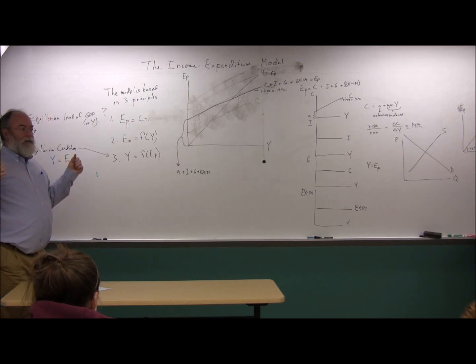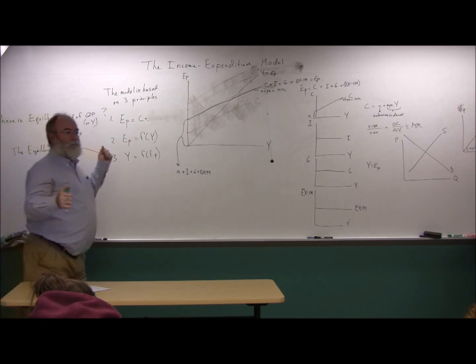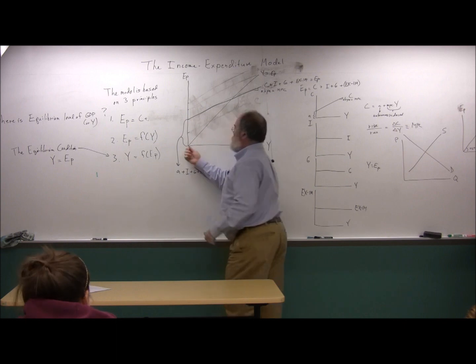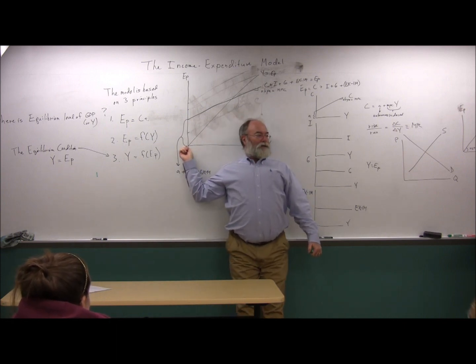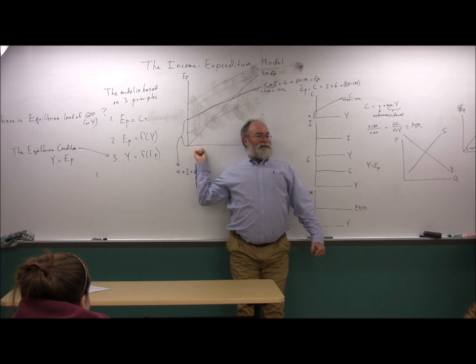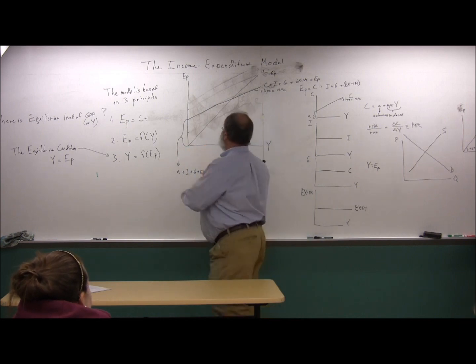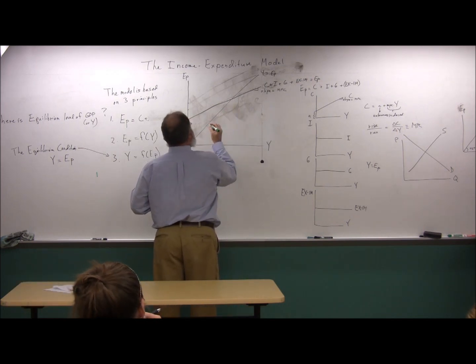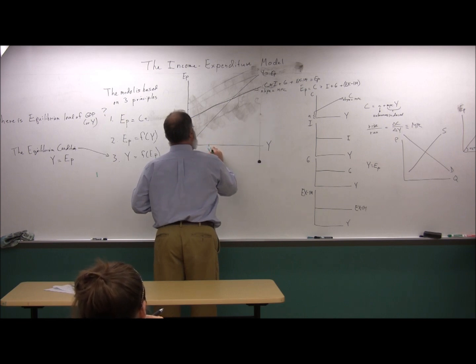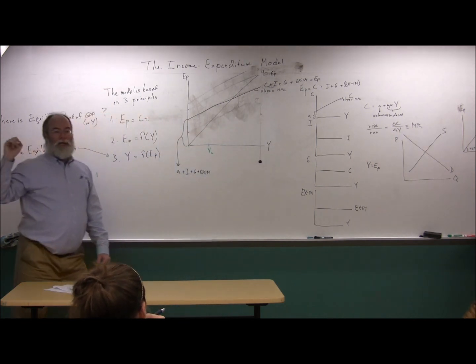Let's pick a random level of GDP. I'm going to start moving and somebody else stop, and that will be our random level. Stop. Okay. Thank you. I didn't want you to pick the equilibrium level. Here is Y, we'll call it YL for low.